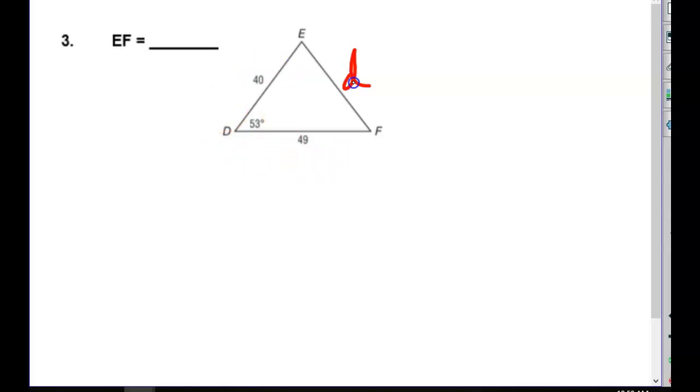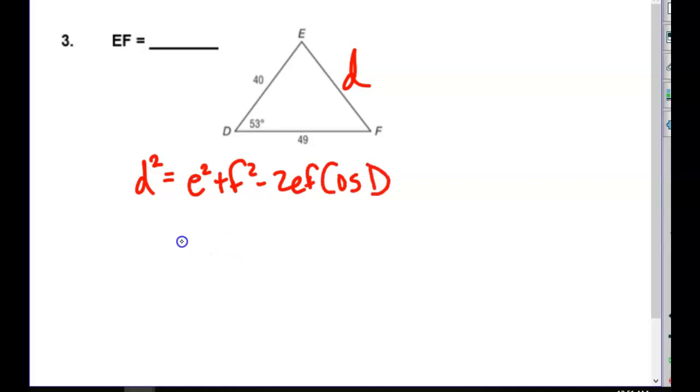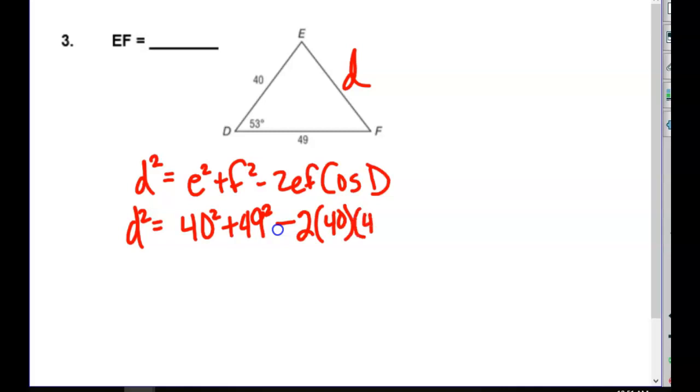So how can we find D? D squared equals E squared plus F squared minus 2EF cosine of D. So I'm going to have D squared equals 40 and 49. Is that what those numbers say, guys? Okay, those are squared and added. Minus 2 times 40 times 49 cosine of 53 degrees.